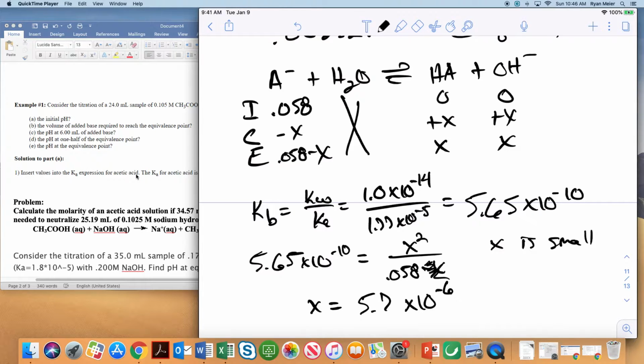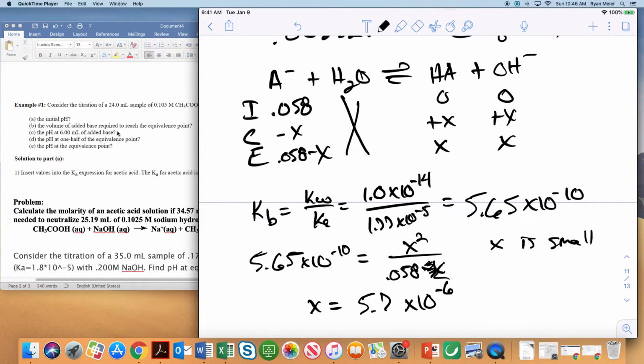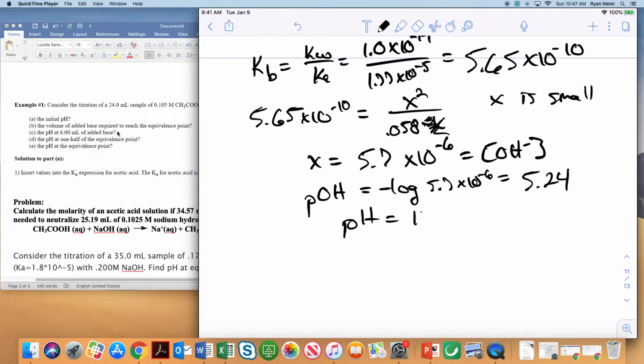Now, be careful here because this is not my H3O plus concentration, right? X is the hydroxide concentration in my solution right now. So this is the hydroxide amount. So if my end goal is to find pH, I can find pOH by doing negative log of 5.7 times 10 to the minus 6, which is about 5.24. And then my pH should be 14 minus that, or about 8.76. So 8.76 would be my pH at the equivalence point for this titration.